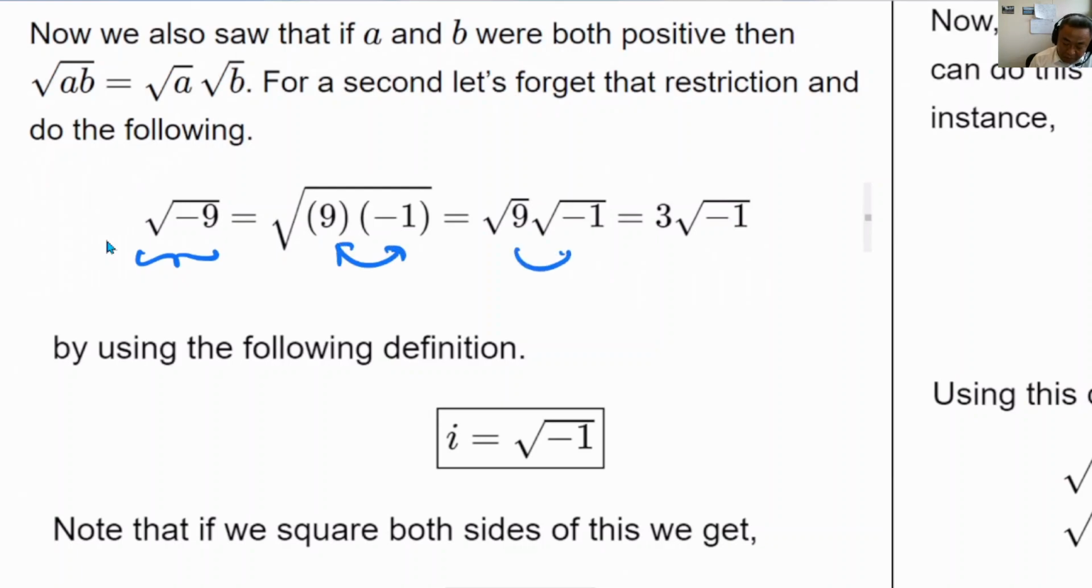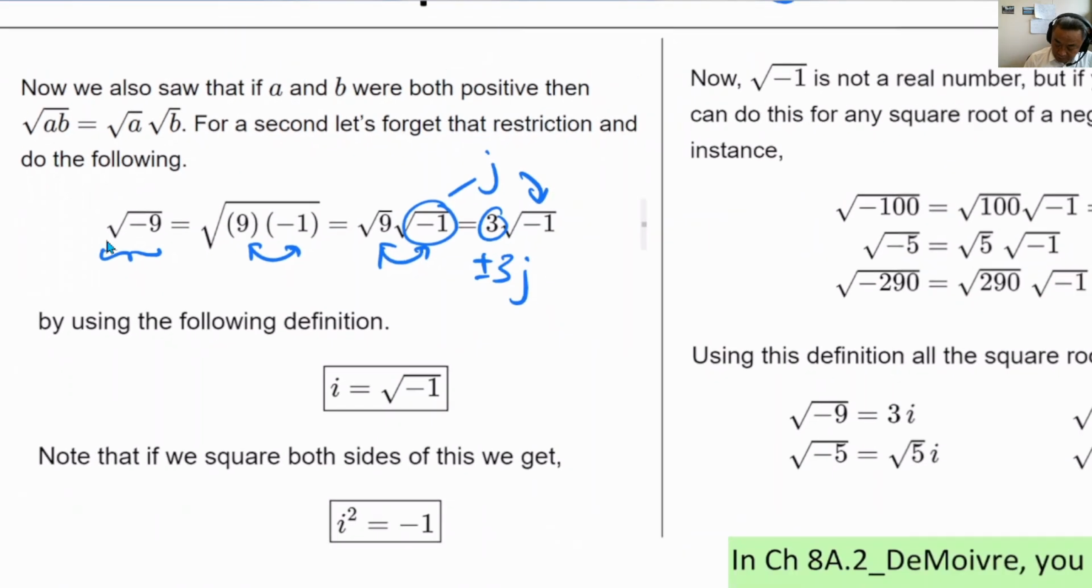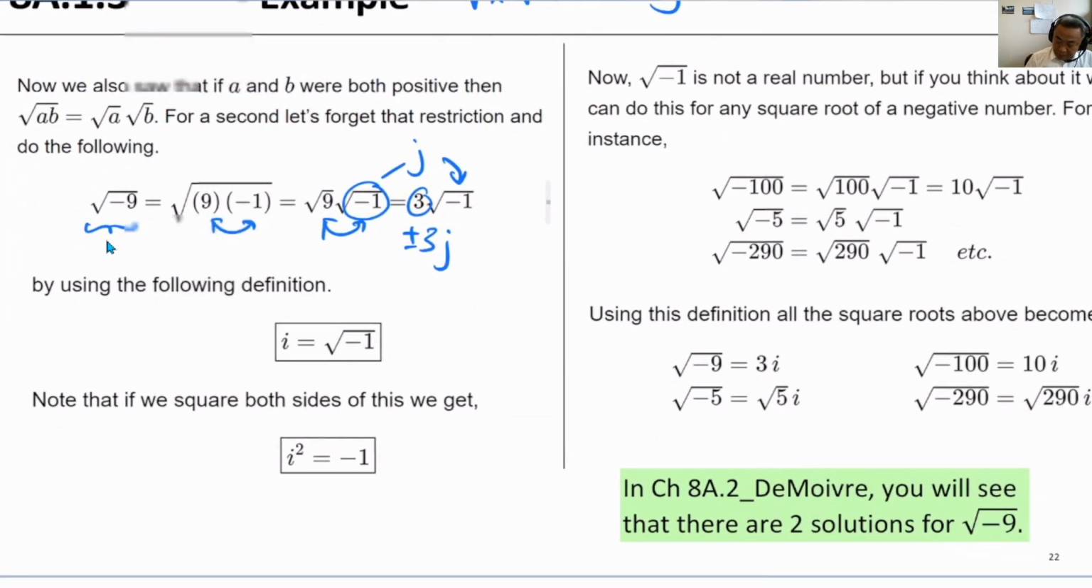And then we can break it into two parts. So this is defined as j. And then the square root of 9 should be plus and minus 3. So the square root of minus 9 is plus or minus 3j. Okay, you'll see why this is so using the Morse theorem again later on as well. The rest of the examples are just a repeat of these simple examples.